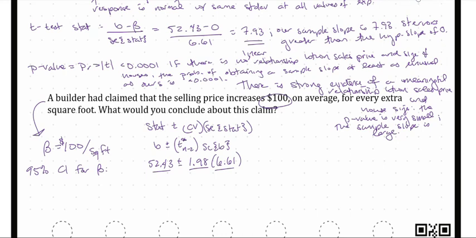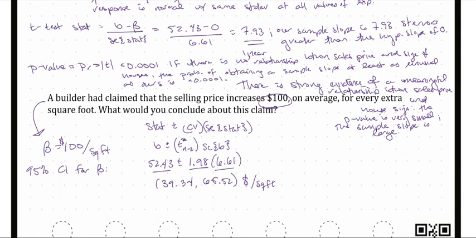The lower bound on my interval is 39.34, and the upper bound on my interval is 65.52. Notice that this interval is in dollars per square foot, because I'm estimating the slope. So the smallest I believe my slope to be, based on this sample, is $39.34 per square foot. And the largest, or the steepest, I'm willing to believe my slope to be is $65.52 per square foot.